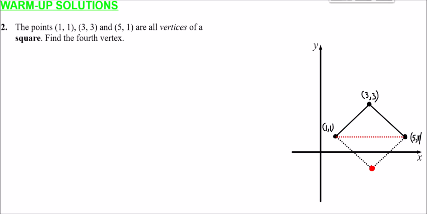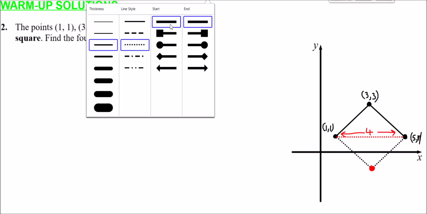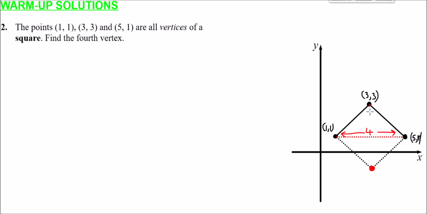So from 1, 1 to 5, 1, that's a length of 4 across. And because it's a square, the length from the other opposite 2 corners should be 4 as well. And so the distance from this corner to this one below must be 4 also. From this one to the one below, that'll be 4 directly down. And so 3, 3, 4 below this will be at the point 3 minus 1.